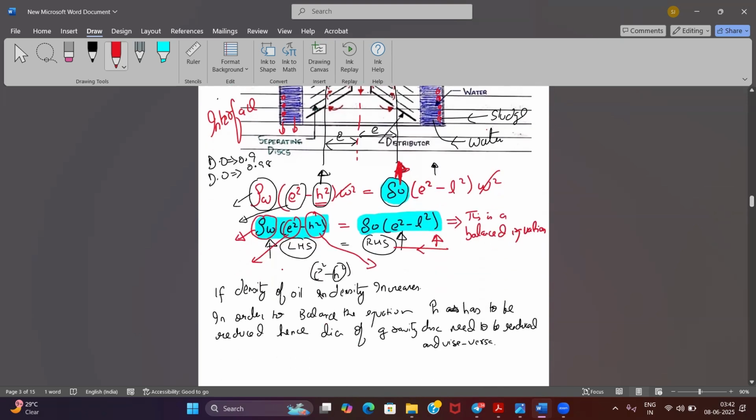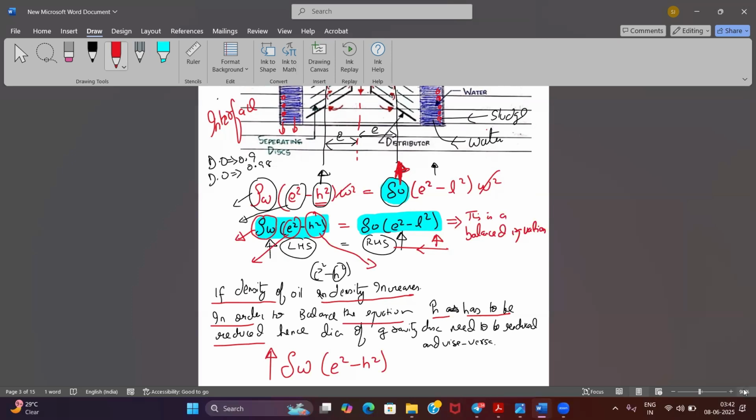So you can see over here, if the density of oil increases, in order to balance this equation, H has to be reduced. This is the density of water, and if I have to increase this value, I have to reduce this H. If I am able to reduce the H, this value will go up and it will match my RHS value, the right hand side value. So this H has to be reduced.